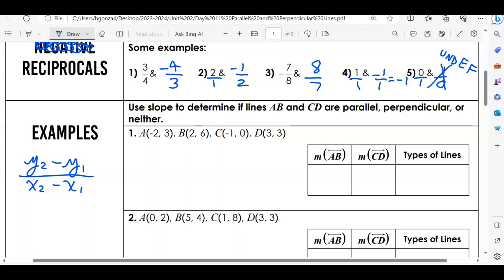Oh, sorry. My stick just went crazy. All right, now we're finding the slope of AB. When I find slope of AB, only use those numbers. I'm going to do y2 minus y1 on top of a fraction bar. y2 is 6 minus y1 is 3. So 6 minus 3 on top. On the bottom, I'm going to do x2 minus x1. So 2 minus negative 2.